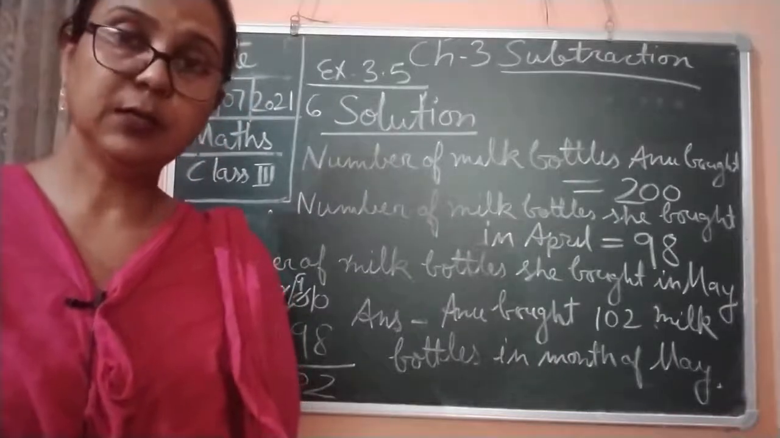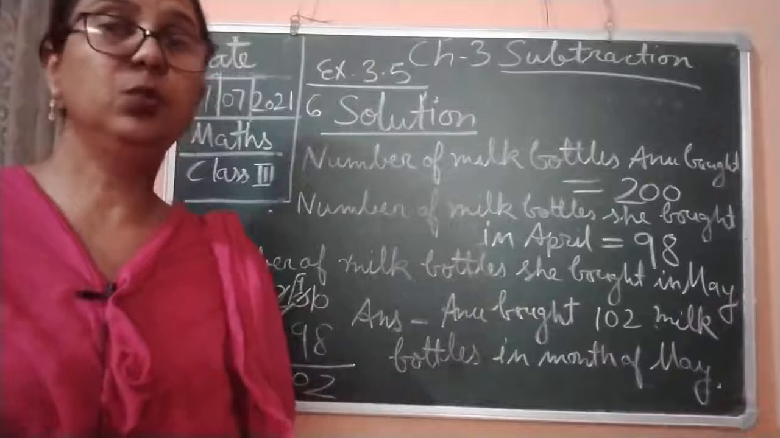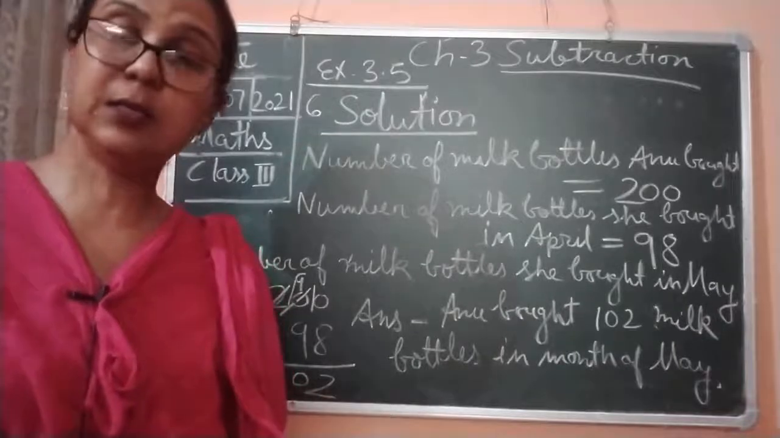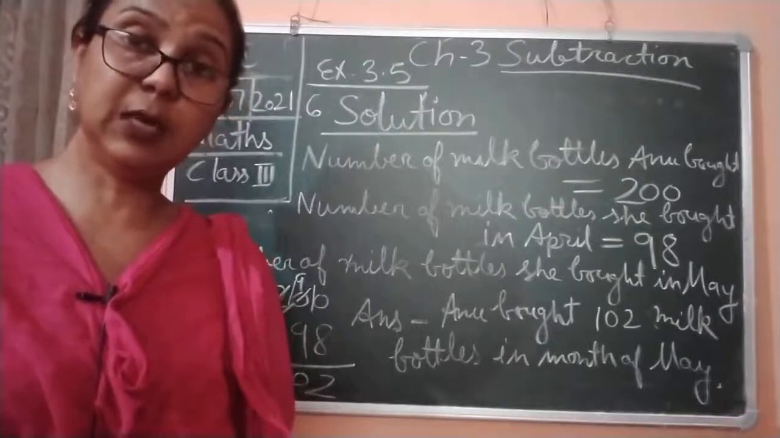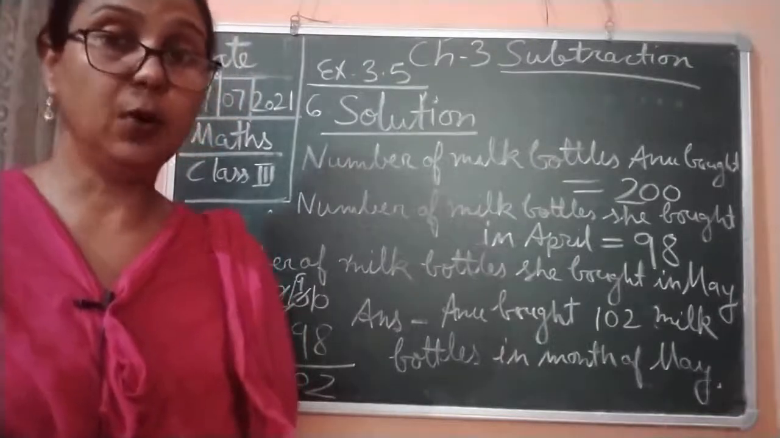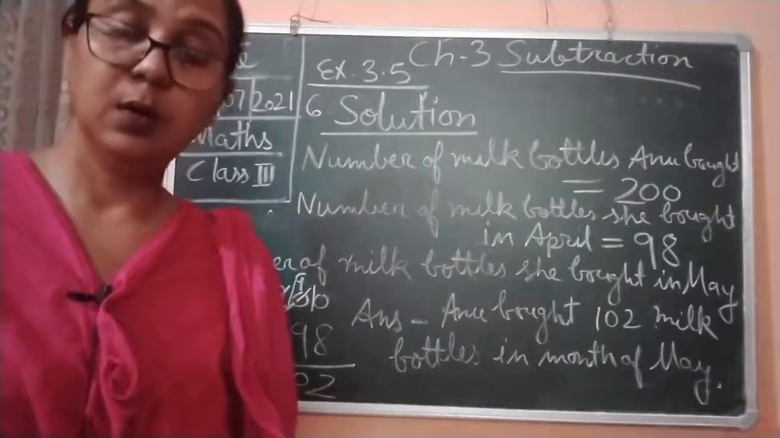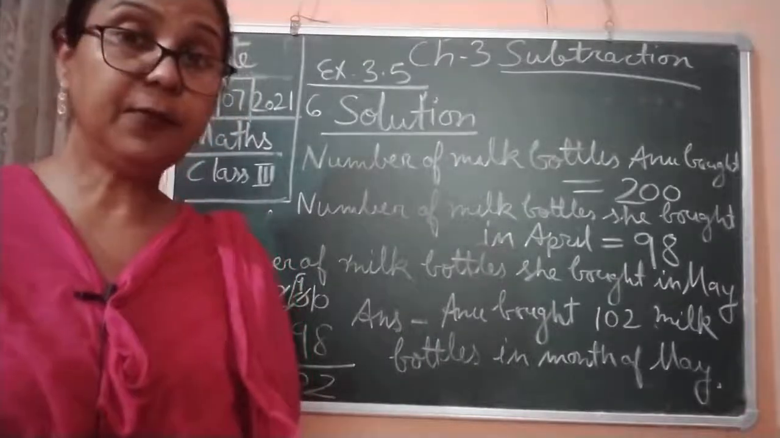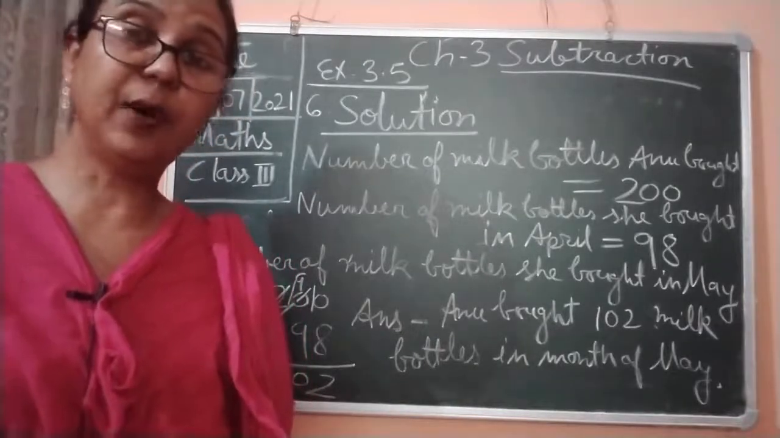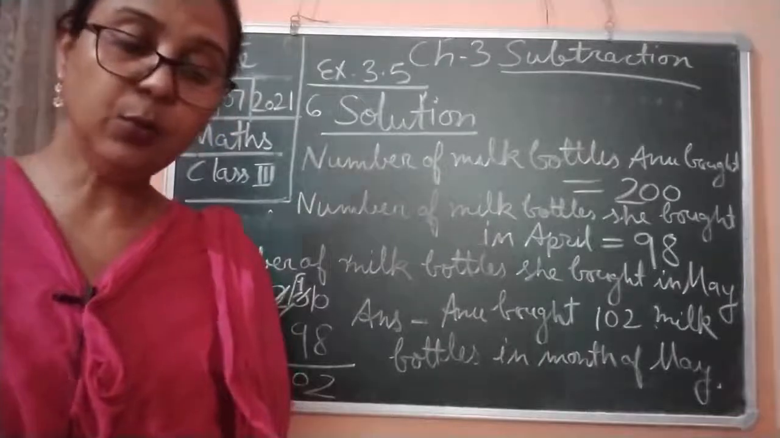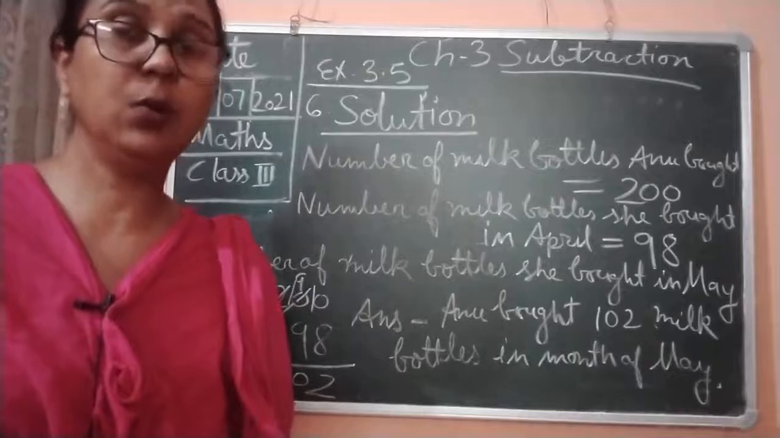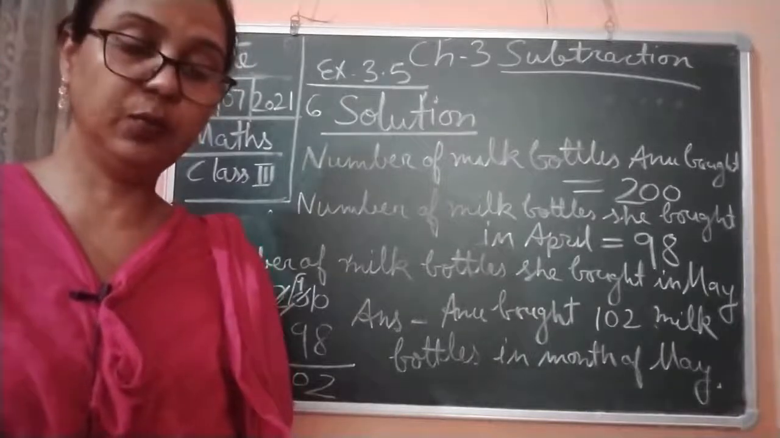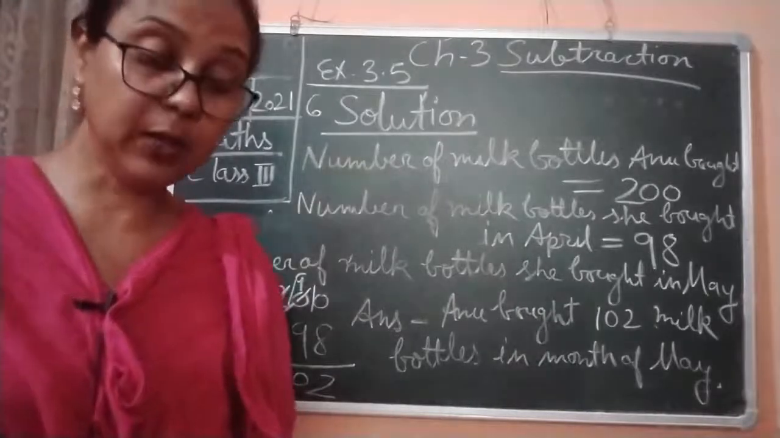The question is, how many people saw the movie that day, because 85 seats were vacant, and there were 430 seats in total in the cinema hall. So one day 85 seats were found vacant. So how many people saw the movie in that show?